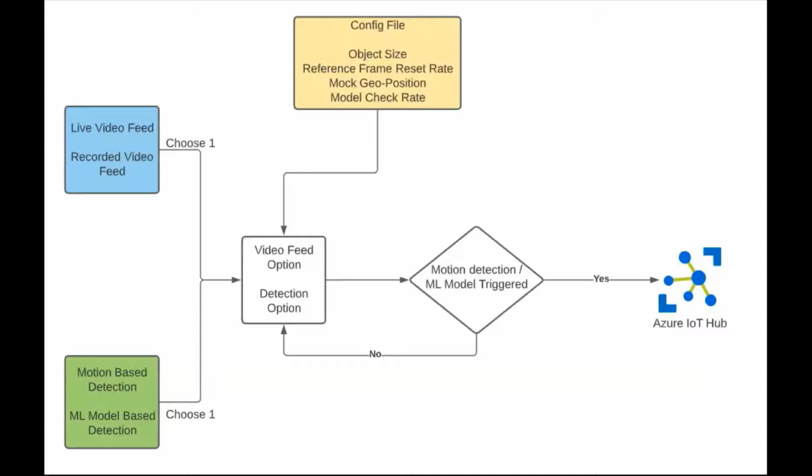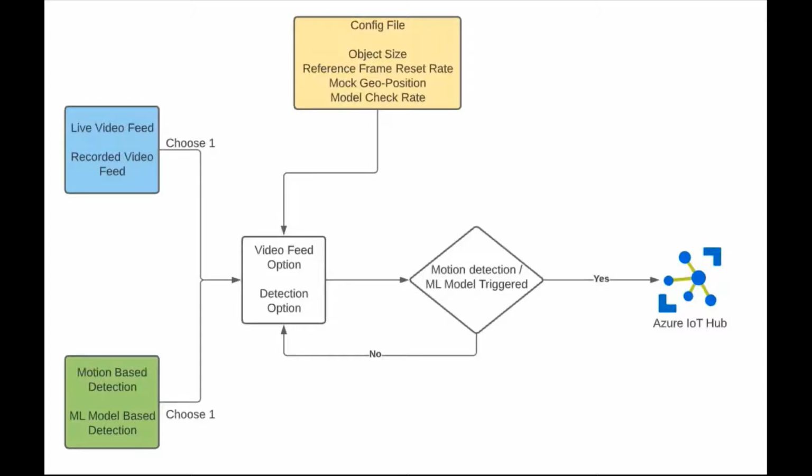The mock geo position asks you to provide a longitude and latitude you want to simulate this data coming from. It allows you to work with geo tools once the data is in the cloud, such as Azure Maps. The model check rate is only applicable if the machine learning option is chosen. It is how frequently a frame is taken from the video feed and run against the model. If you wanted to use the model once per second and had a video feed with 30 FPS, you would set this value to 30.